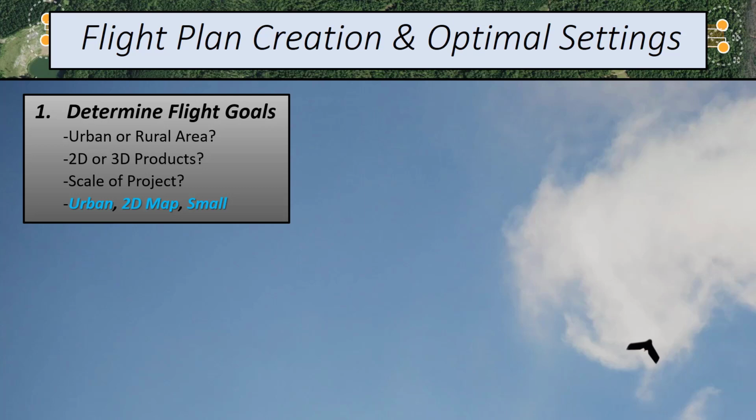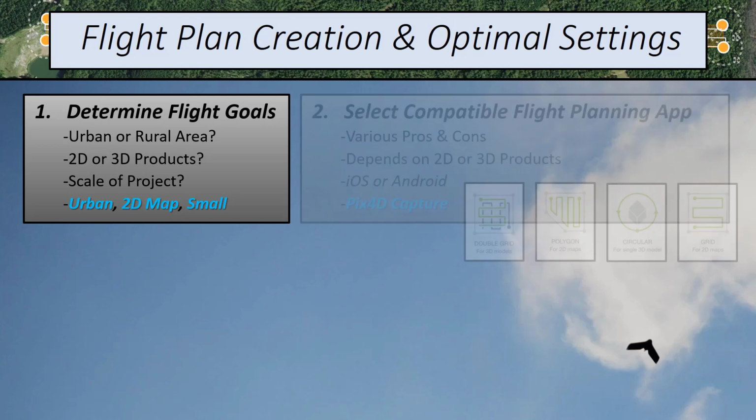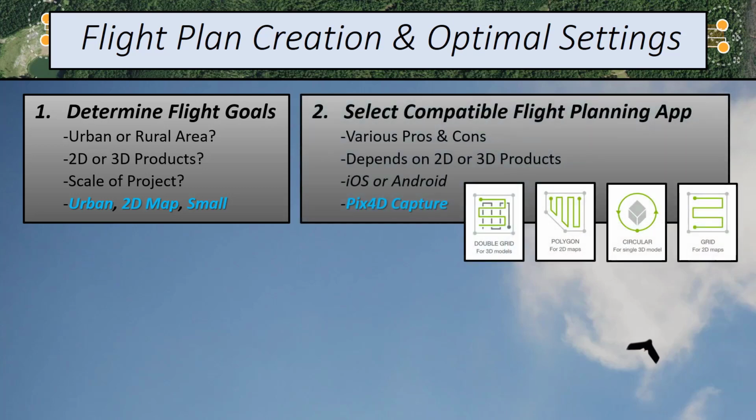In our example, we will be conducting a flight in an urban multifamily housing area. We are interested in a 2D map since we want 2D aerial measurements for rainwater harvesting, and our project would be considered small scale. Now that we understand our flight goals, we then need to look at the variety of flight planning apps that are widely available for use with your UAS. Since most research-worthy UASs are controlled by a smart device connected to your remote controller, these apps can provide lots of flexibility in your flight plan designs, with each particular app having its own pros and cons.